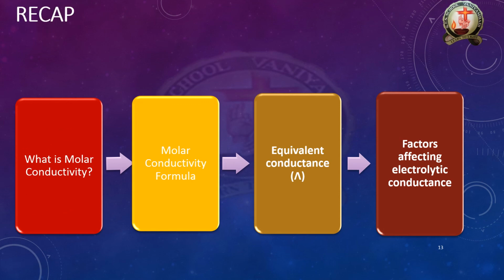So, a recap of what we have learned in this lesson. What is meant by molar conductivity? We use 1 mole of electrolyte, and that is called molar conductivity. What is the conductivity formula? Lambda m is equal to the equivalent conductance, where 1 gram of the substance is added. What are the factors affecting electrolytic conductance? Nature of the ion, size, temperature, concentration and density. Density is nothing but viscosity.